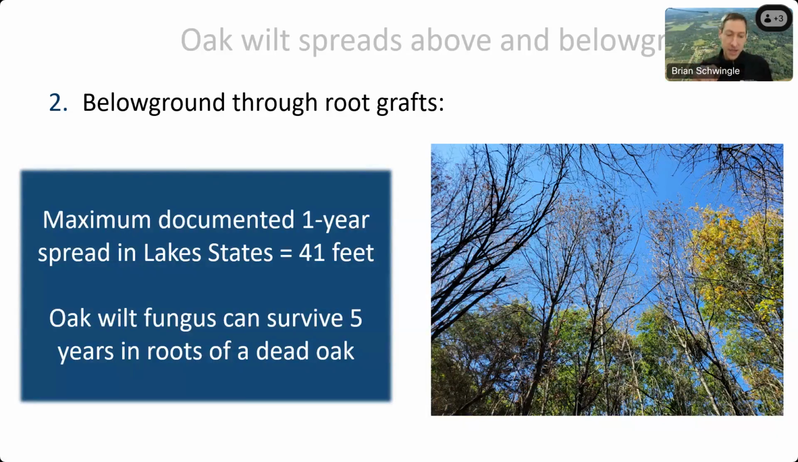Another fun fact is that the oak wilt fungus can survive in the root system for 5 years without the top of the tree. So if you have a tree that died of oak wilt and you cut it down, do so in the wintertime. If you're not going to control it, just cut the tree in the wintertime. The fungus is going to survive in that root system underground for up to 5 years.